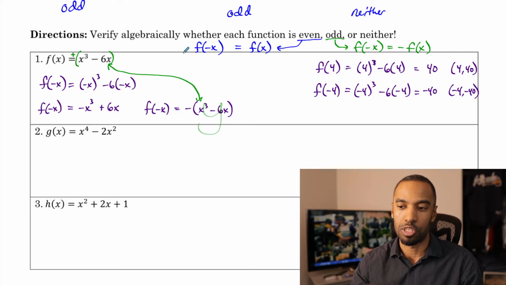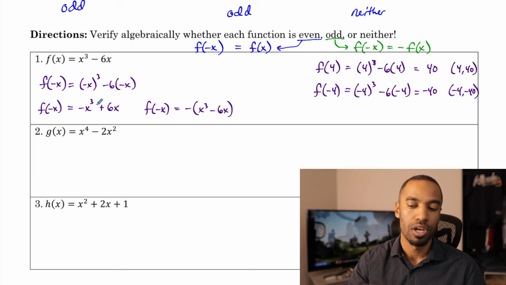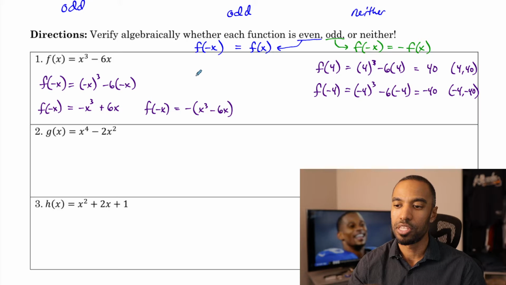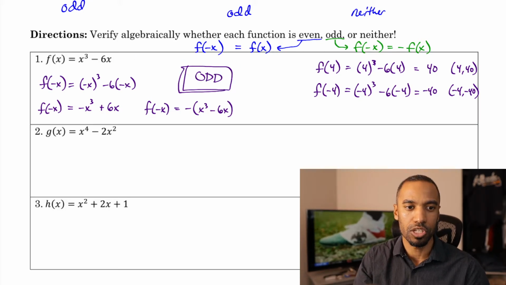And I know I'm spending a long time on this problem, but that is indicative of an odd function. You want to see either version, either this. This is fine, but not all of them can appear like this because you can't always keep them as separate terms. But this is definitely an odd function.